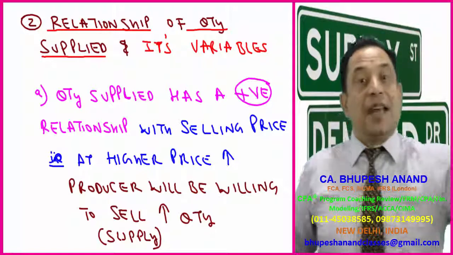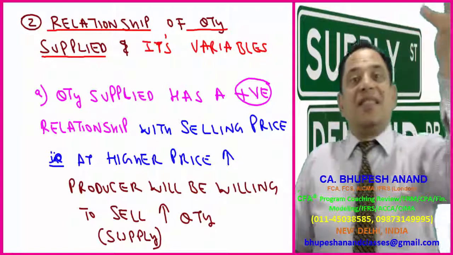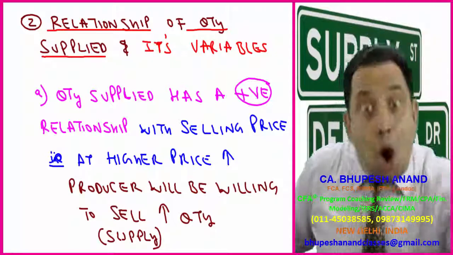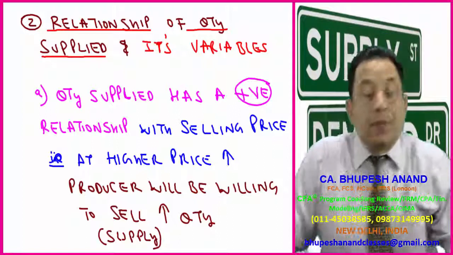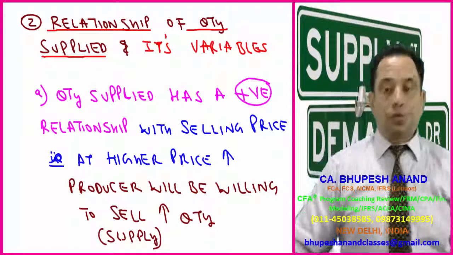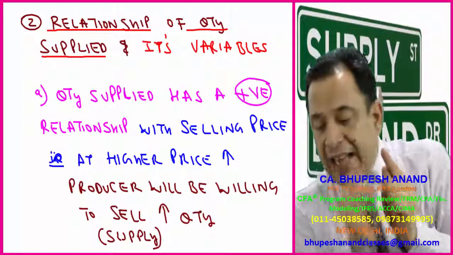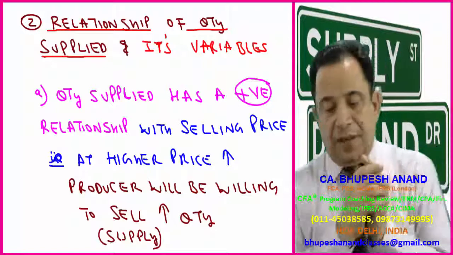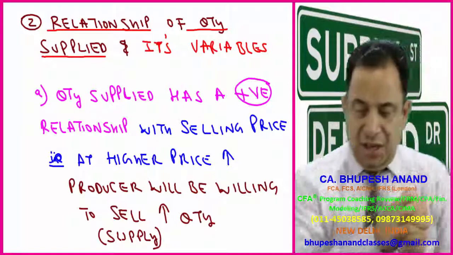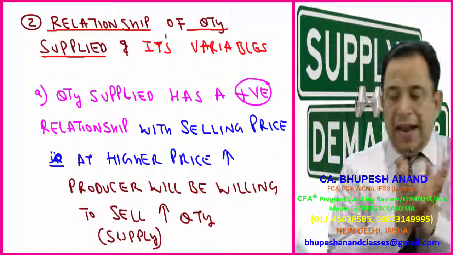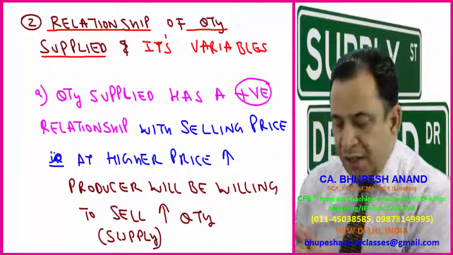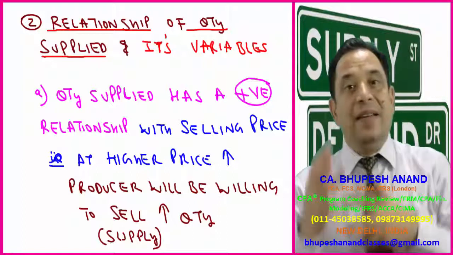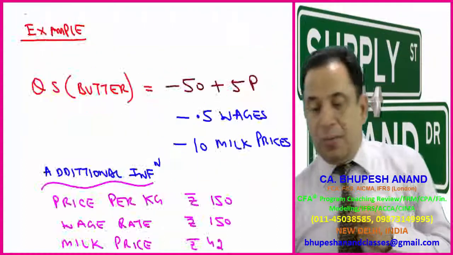And similar is the case with selling price. If the selling price is increasing in the market, the producer will be motivated to produce more. So just see the relationship of quantity supplied and its variables. Quantity supplied has a positive relationship with selling price. Please prepare your class notes. As the price increases, the producer will be willing to sell a higher quantity, because he will be motivated to sell more.